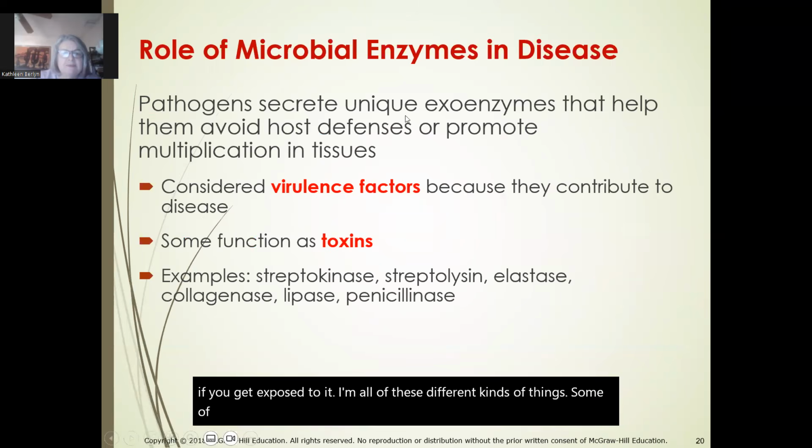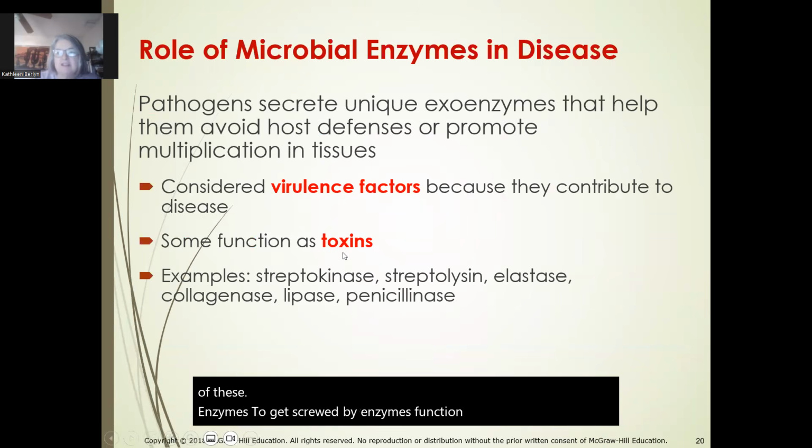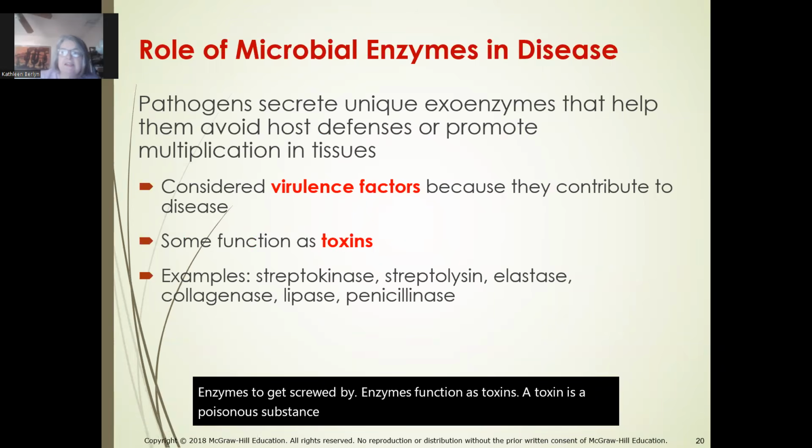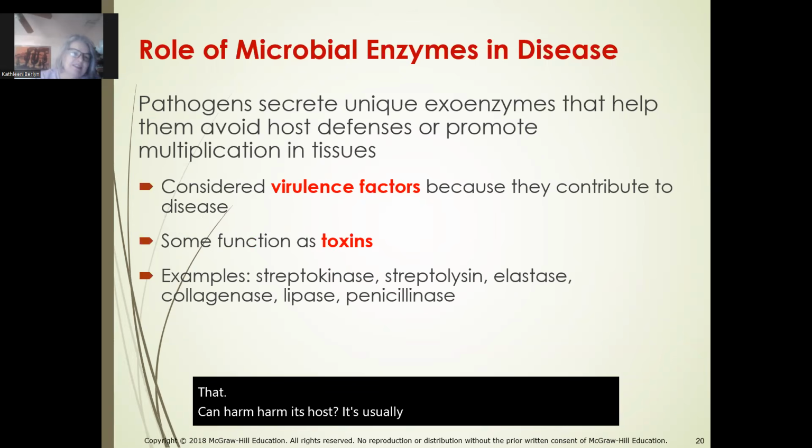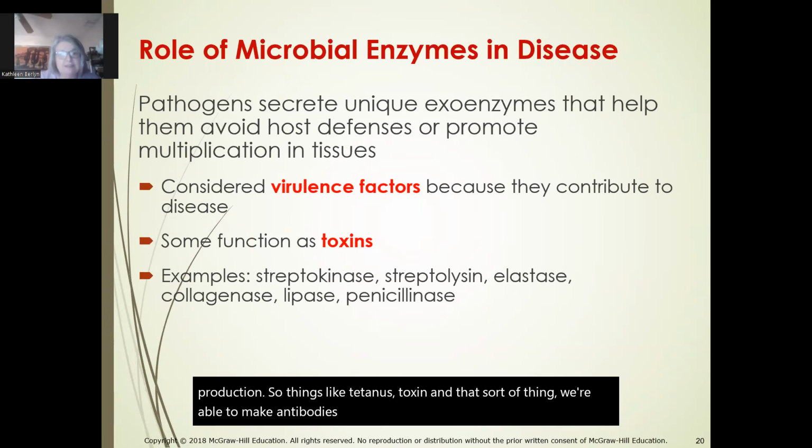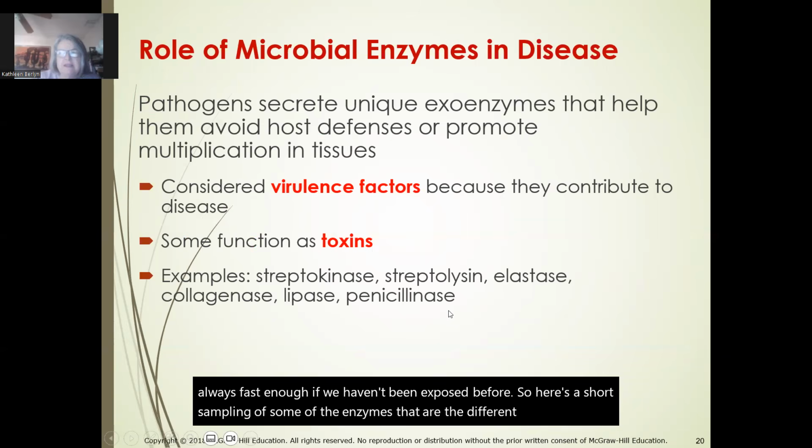Some of these enzymes that get secreted by organisms function as toxins. A toxin is a poisonous substance that can harm its host. Usually they can stimulate antibody production, so things like tetanus toxin and that sort of thing. We're able to make antibodies against them to protect us, but not always, and not always fast enough if we haven't been exposed before. So here's a short sampling of some of the enzymes that different organisms can make.